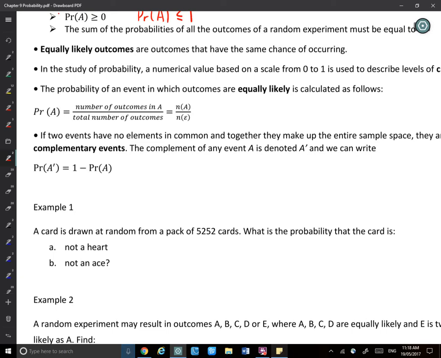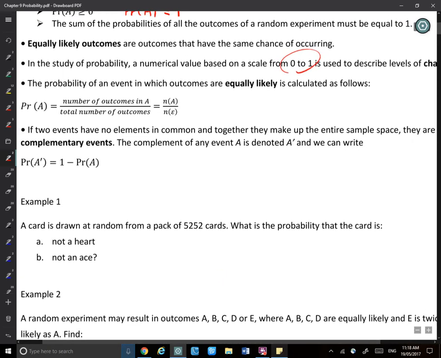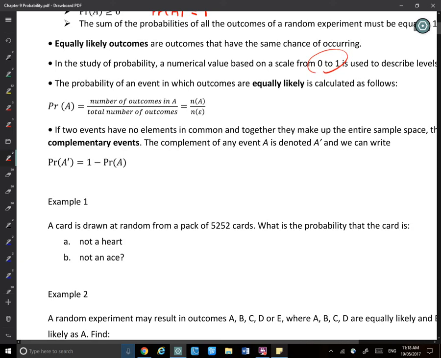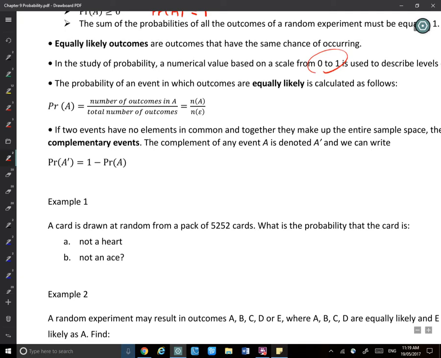In the study of probability, a numerical value on a scale of 0 to 1 is used to describe the level of chance. So probability is something that happens by chance. The probability of an event in which outcomes are equally likely can be calculated as the number of outcomes in the event A over the total number of outcomes.